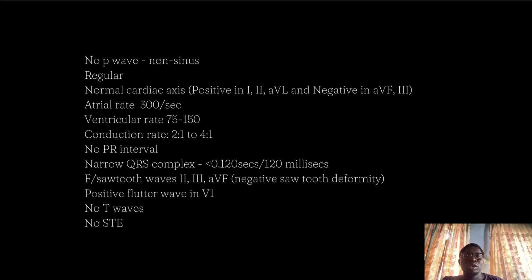That's a range, right? Meaning atrial rate of 300 over 150 to a range of 300 over 75. If you work that out, it will give you a ratio of 2:1, ranging to 4:1. There is no PR interval because we don't have any P waves. We have narrow QRS complex because we've checked it is 3 small boxes or less, so 120 milliseconds. We have sawtooth waves on lead 2, lead 3, AVF.